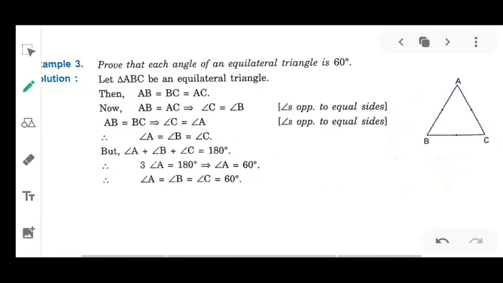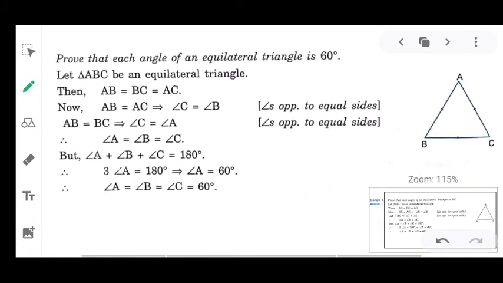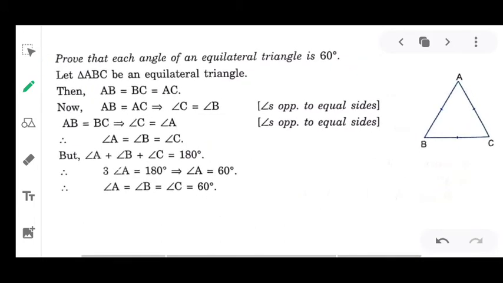Now this is example 3. Prove that each angle of an equilateral triangle is 60 degrees. So in triangle ABC, this is an equilateral triangle, so AB equals BC equals AC. Clear? So let triangle ABC be an equilateral triangle, then AB equals BC equals AC. Now we can write AB equals AC.